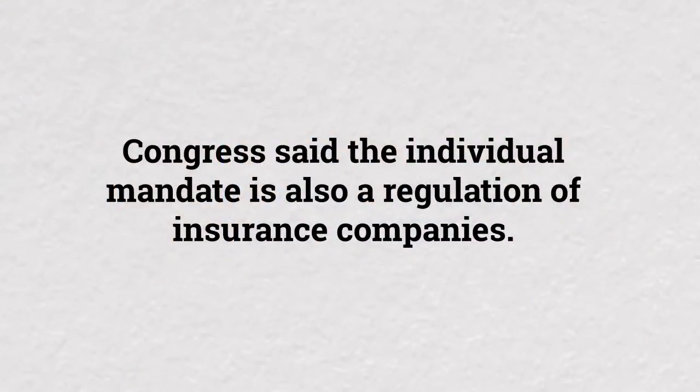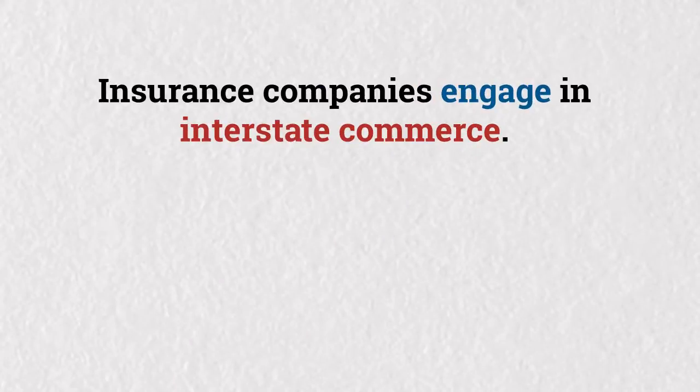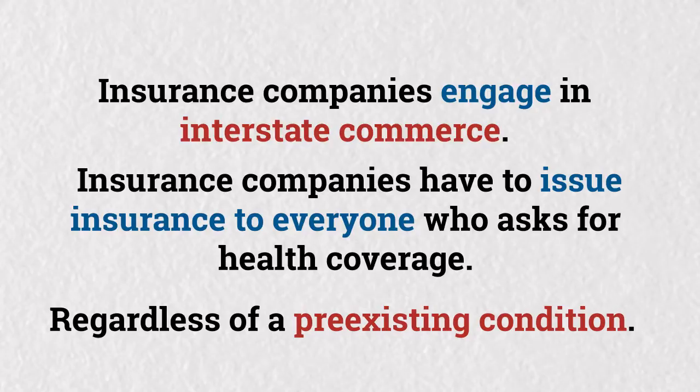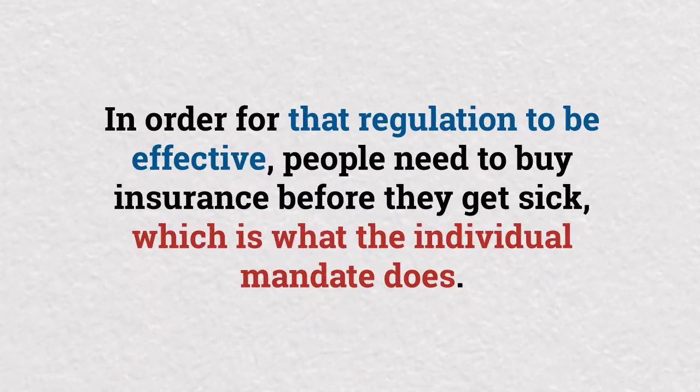Second, Congress said, this is part of a regulation of insurance companies. Insurance companies are obviously engaged in interstate commerce, and we've told them that they have to issue insurance to anyone who asks for it, regardless of whether they have a pre-existing condition. But in order for that regulation to be effective, we need to make people buy insurance before they get sick, which is what the individual mandate does. So quite apart from the question of whether Congress can regulate uninsured people on the basis of their emergency room use, Congress can defend the individual mandate as part of a comprehensive scheme to regulate insurance companies.